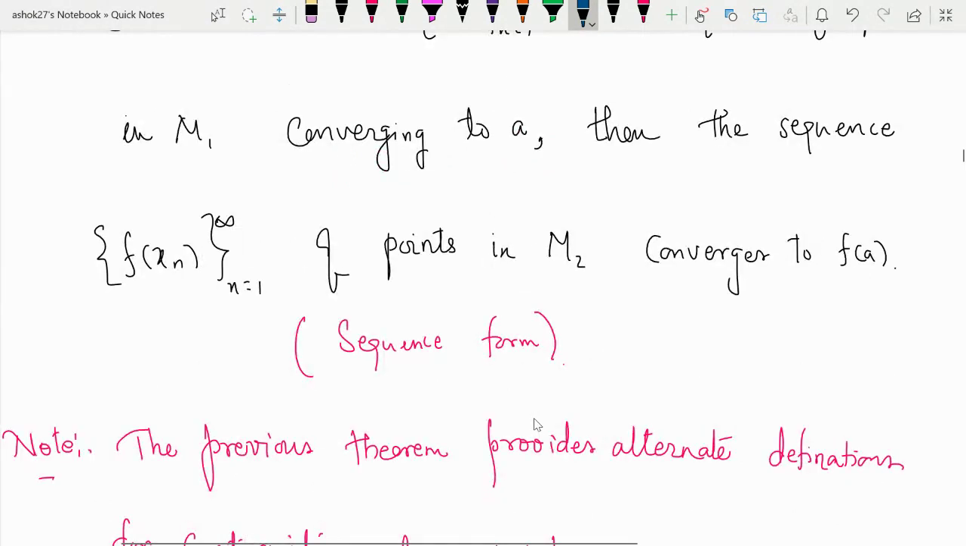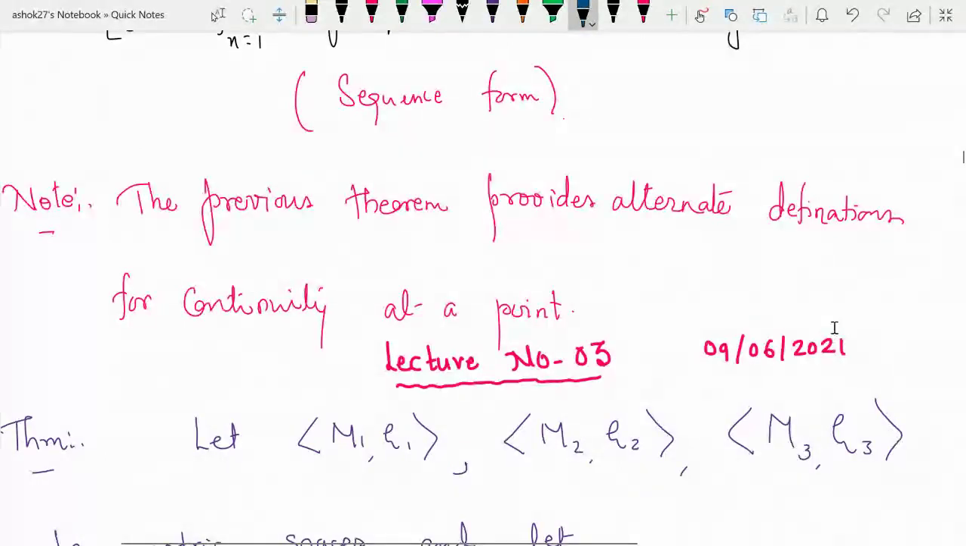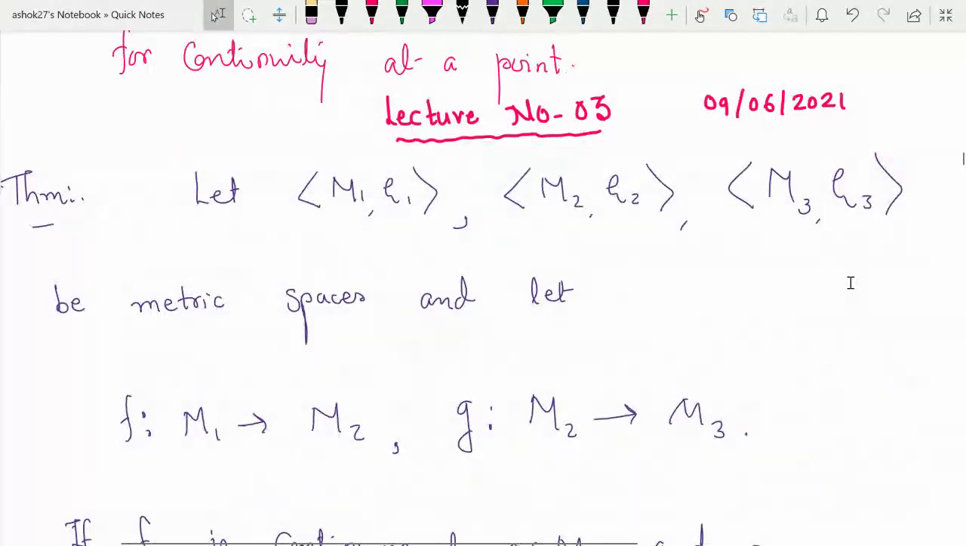So this definition is called the sequential form of the definition of continuity. The previous theorem provides alternate definitions of continuity at a point. Up till this we have seen in the last lecture. So let us continue.